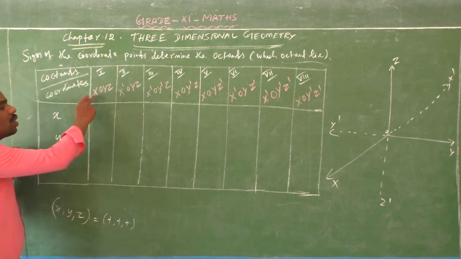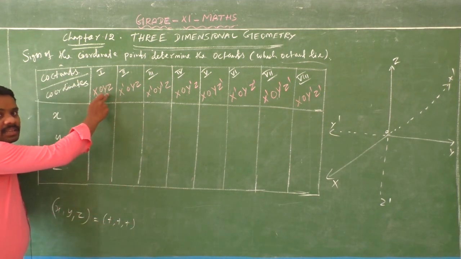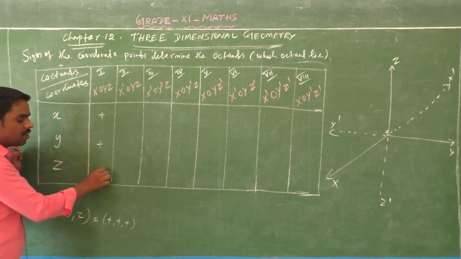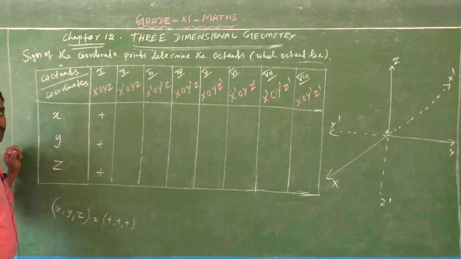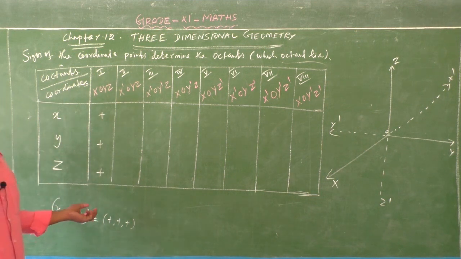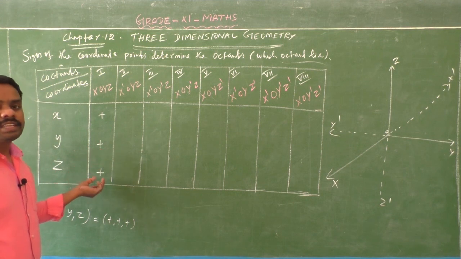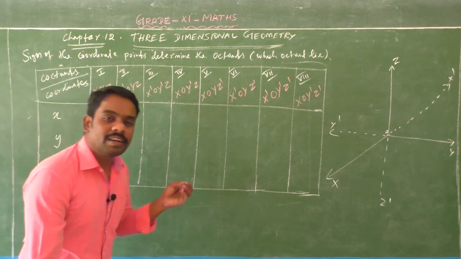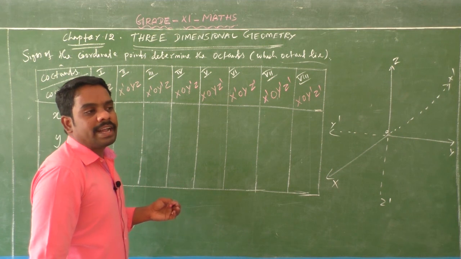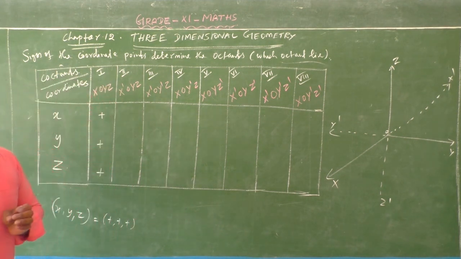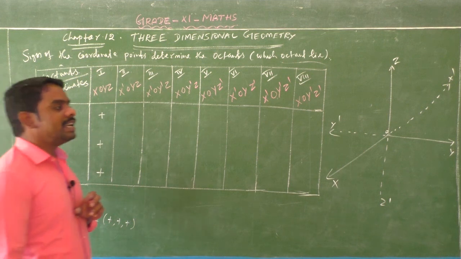Here x o y z octant. Here x coordinate positive, y coordinate positive, z coordinate positive. The coordinate point x comma y comma z has x coordinate value positive, y coordinate value positive, and z coordinate value positive. So all three coordinate values are positive. Therefore, the point lies in the first octant. That means x o y z octant.